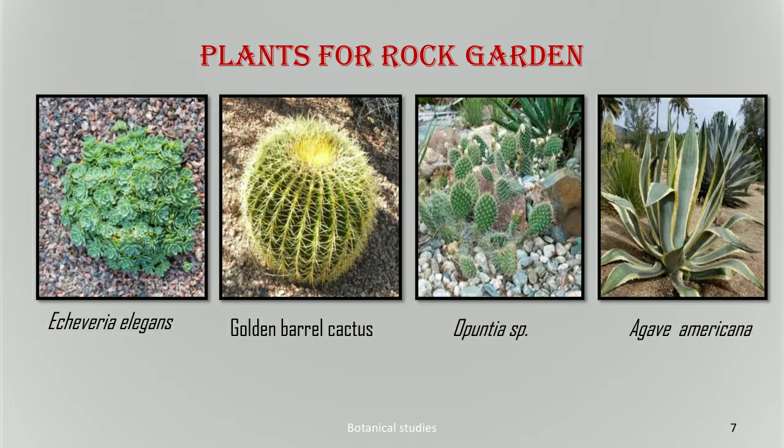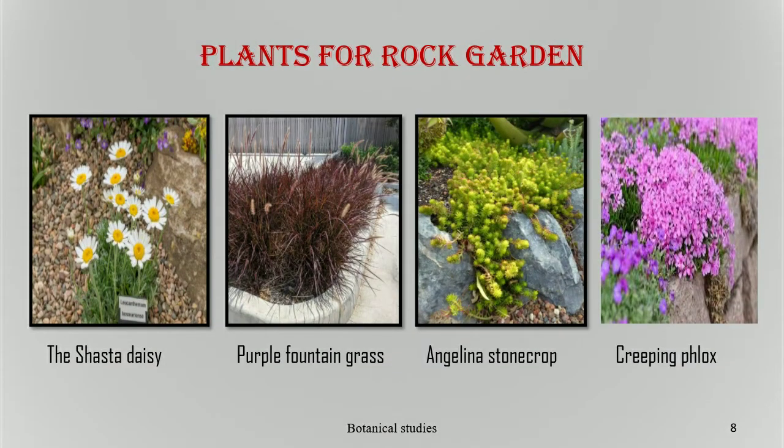Golden barrel cactus. This iconic round cactus is easily recognizable and probably the most popular type used in drought-tolerant areas. It can grow up to 4 feet tall. Opuntia is a type of cactus with low maintenance and a drought-tolerant variety. Agave americana is also a low-maintenance and drought-tolerant variety. The Shasta daisy is a low-maintenance perennial flower.